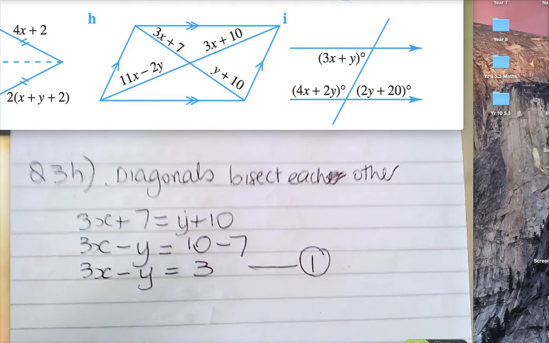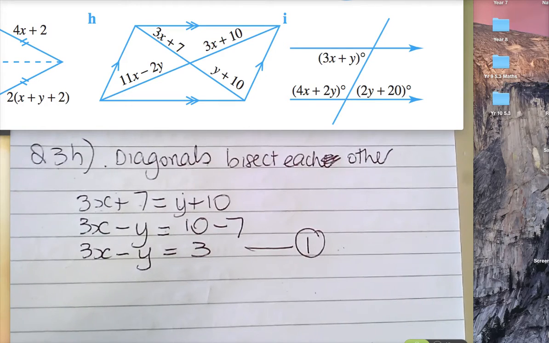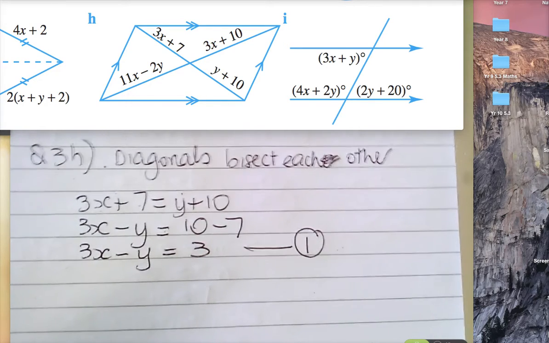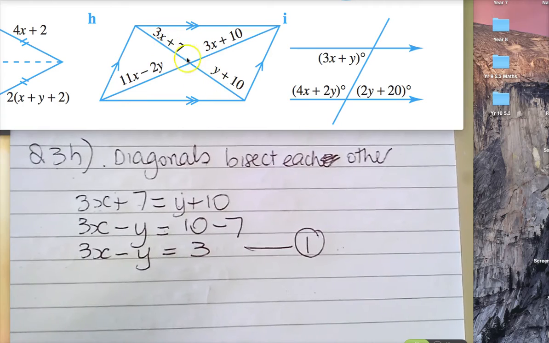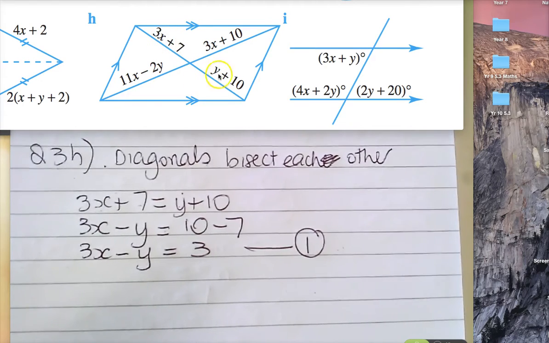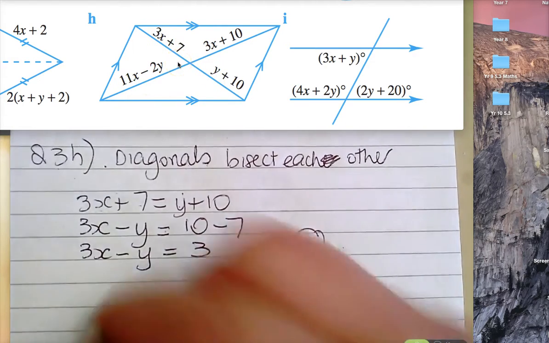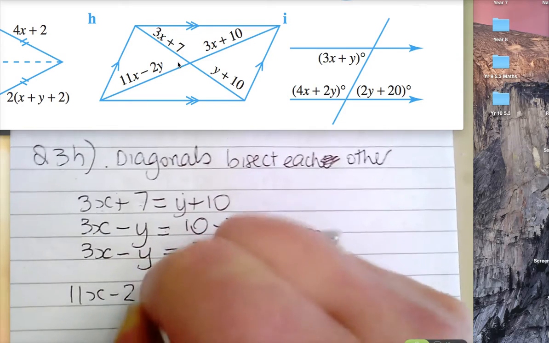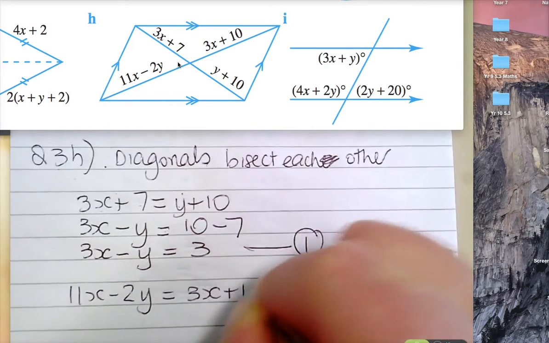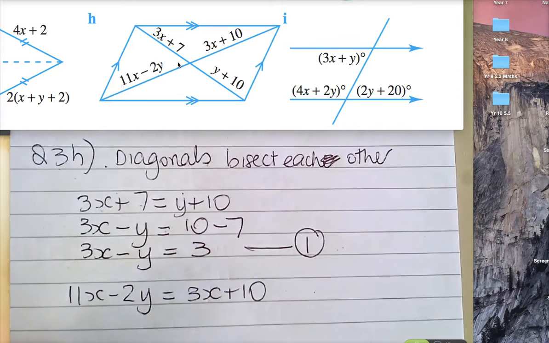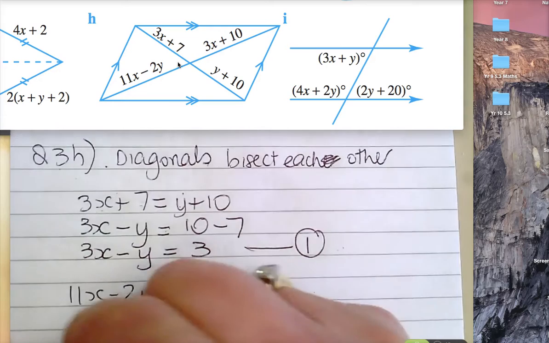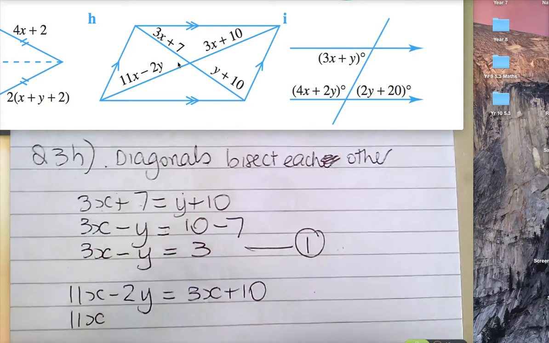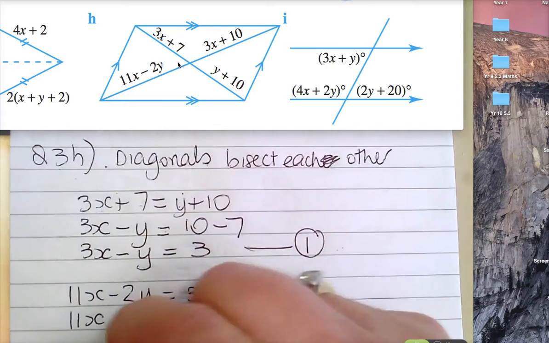In equation 1, equation 2 will be, I've done this diagonal. What's my second equation? 11x minus 2y equals 3x plus 10, ladies. So this one's a bit different. All right, so what do I get? 11x, come on. I want all my x's and y's on the left. Minus 3x.